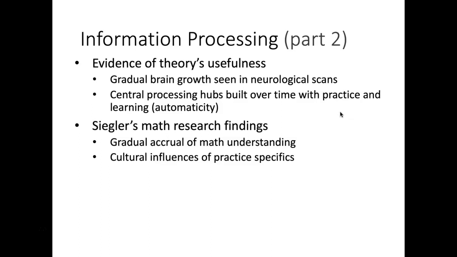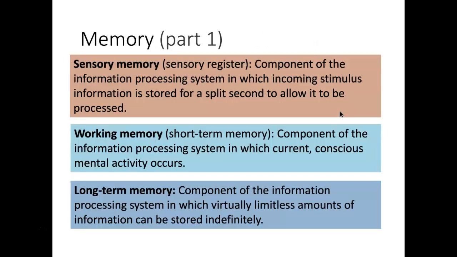Information processing theory: there's evidence of the theory's usefulness. We can see gradual brain growth in neurological scans in the growth of knowledge and information. There are central processing hubs built over time with practice and learning. They're automatically built. Automaticity is the term. Siegler's math research findings showed through his research the gradual accrual of math understanding, that it built one piece on top of another. He also showed the cultural influences of practice specifics. Therefore, what was put in was part of what was processed and put back out.